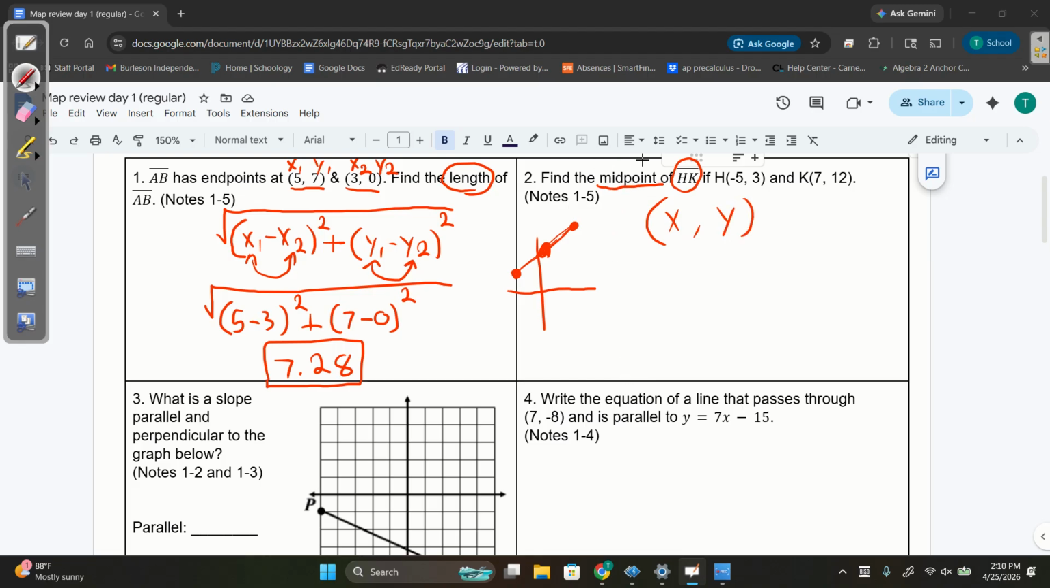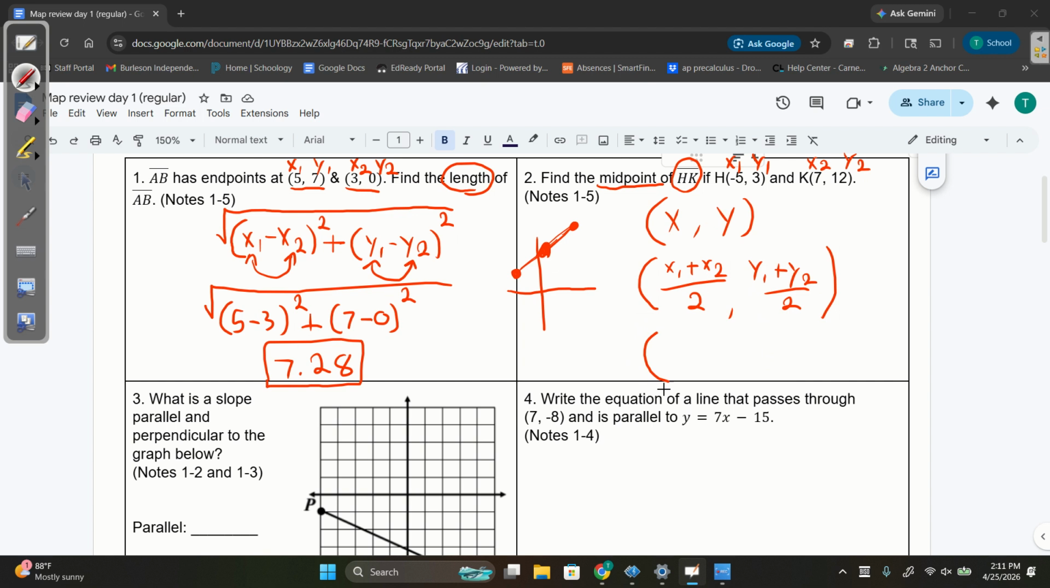Luckily, we have a formula for the midpoint. It goes like this: x1 plus x2 divided by 2. This will give us the x value. And for the y value, it's y1 plus y2 divided by 2. That's going to give us the y value of our coordinate point. And just like before, my x1 and y1, x2 and y2 can be found here: x1, y1, x2, y2.